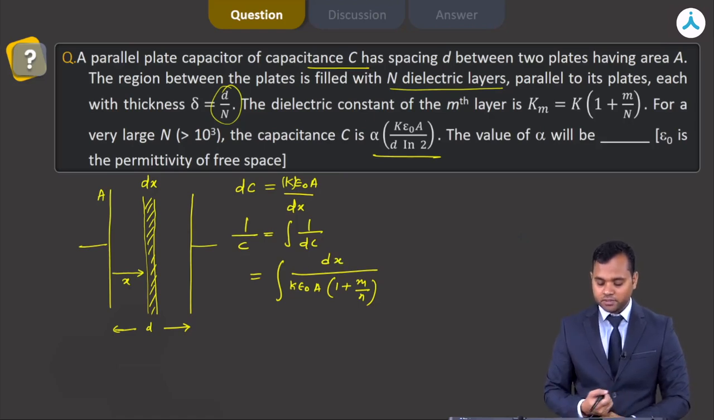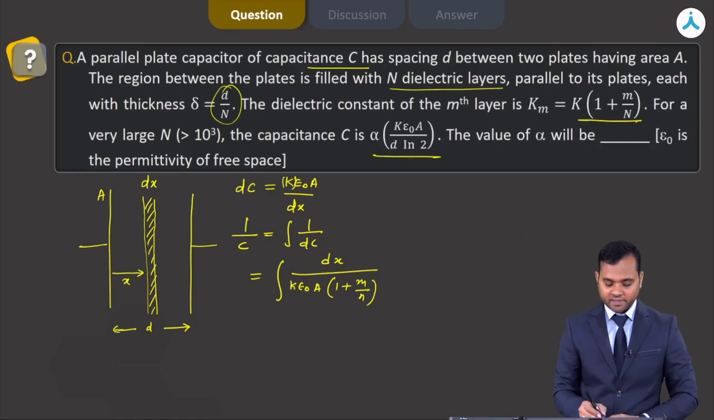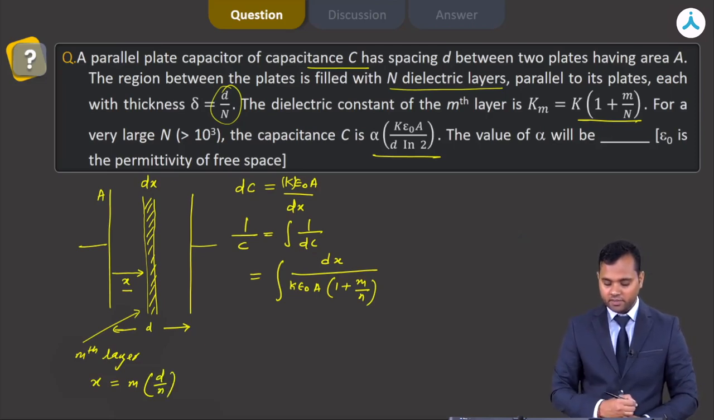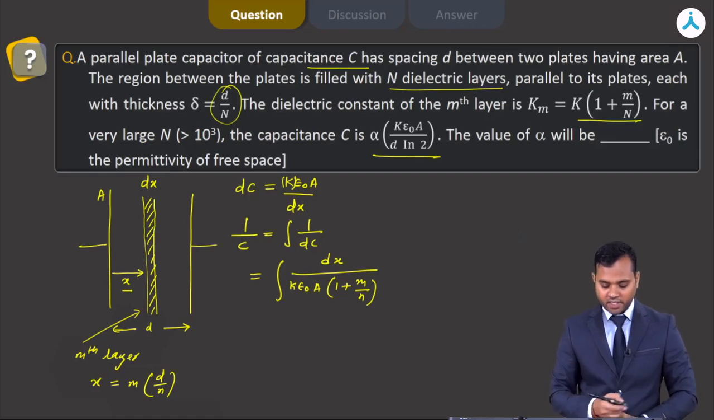So we have used the dielectric constant to be K into 1 plus M by N, which is given in the question. So this layer is at a distance x, and let's say this is the Mth layer. For this we can say that the value of x will be equal to M times the thickness of one layer, that will be equal to D by N. So from here we can say that M by N will be equal to x by D.